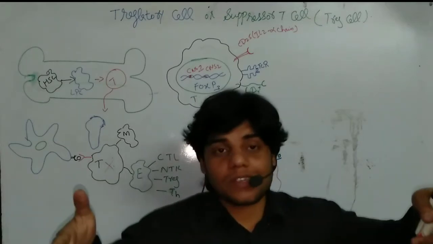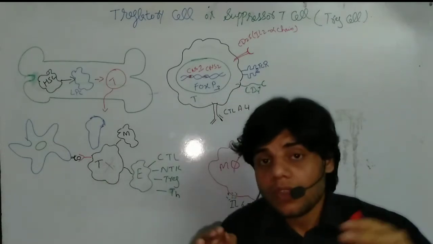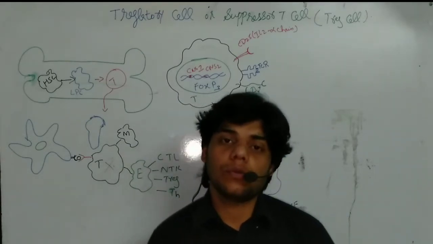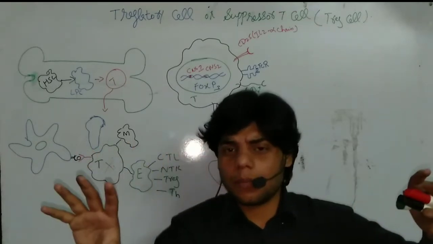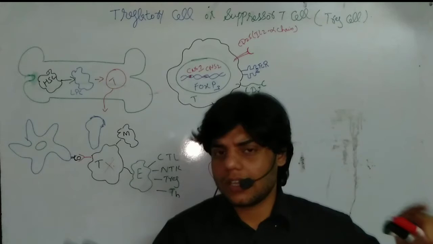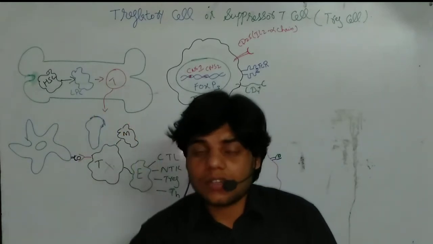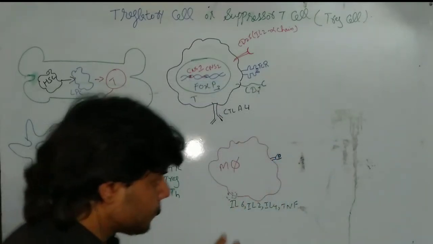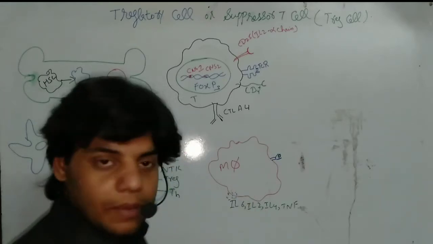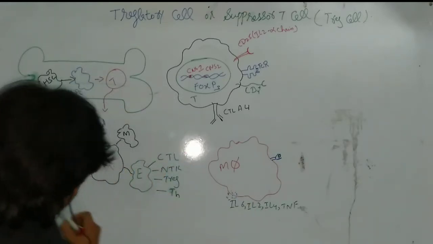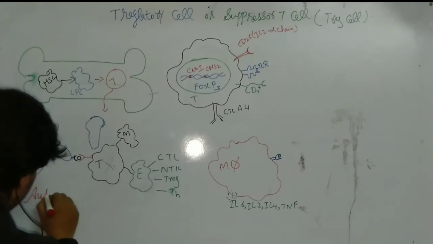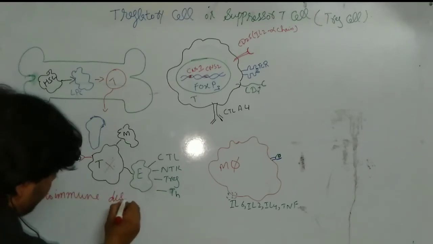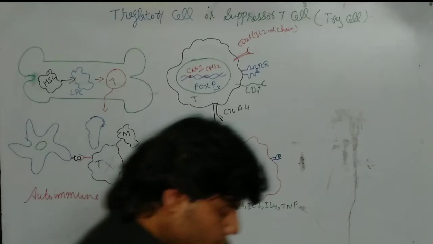And if there is no function for each cell, then what will they actually do? They will cause the destruction of the body tissue. Why? Because they are present in a large number, and if there is no job for those T cells, then definitely they will cause the destruction of our own body tissue. So this sometimes happens, and we call that process autoimmune disease, if you remember.